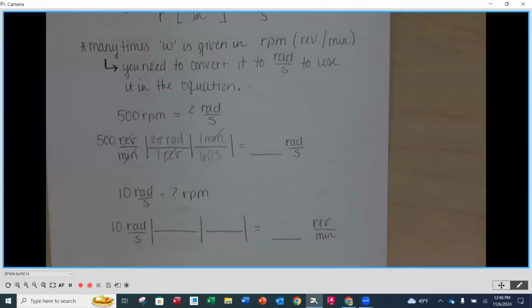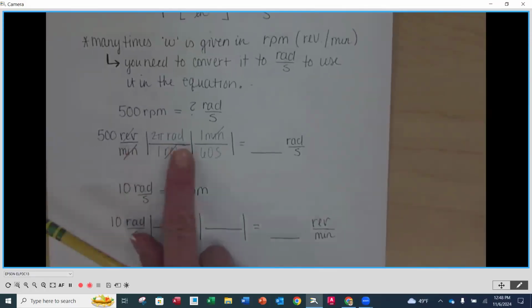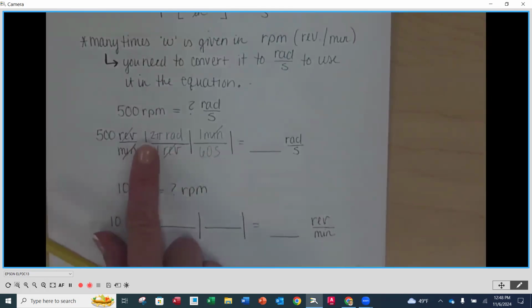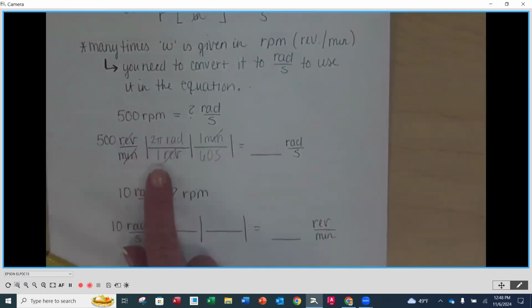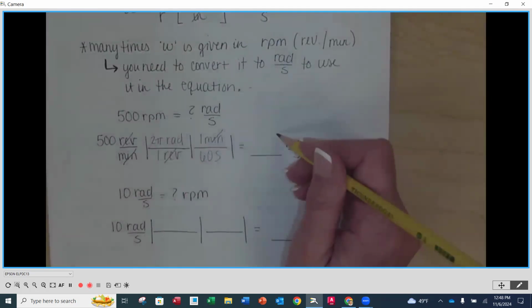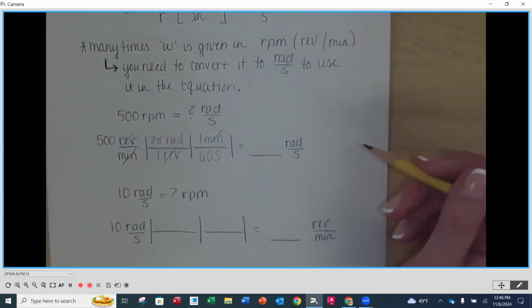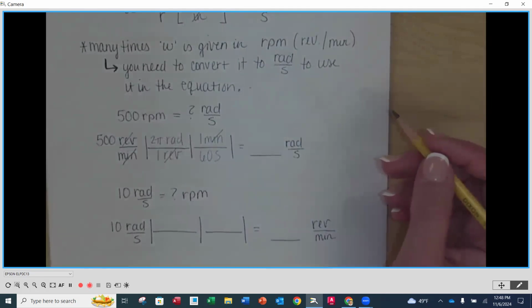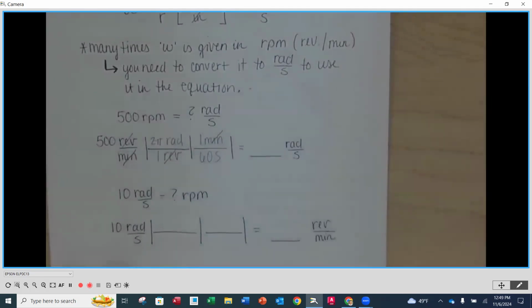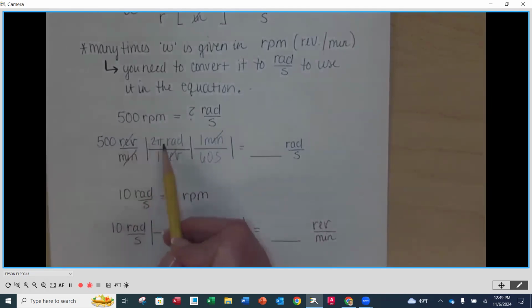So now I'm ready to determine my value. I'm going to multiply across the top, divide by the bottom. So 500 times 2 times pi divided by 60. What do I get for my value in the front here, my actual magnitude? 1,141. No, that shouldn't be it. Try again. You're going to take 500 times 2 times pi, and then divide by 60. Does anybody else get 52.36?